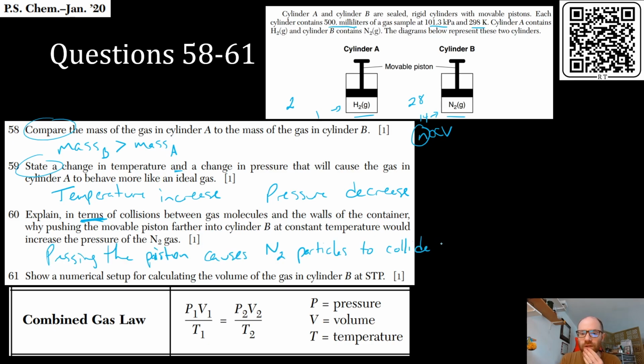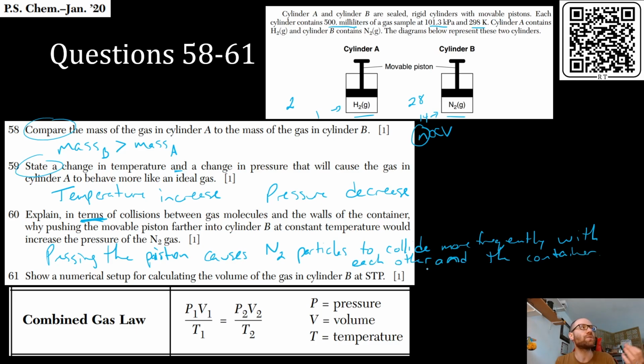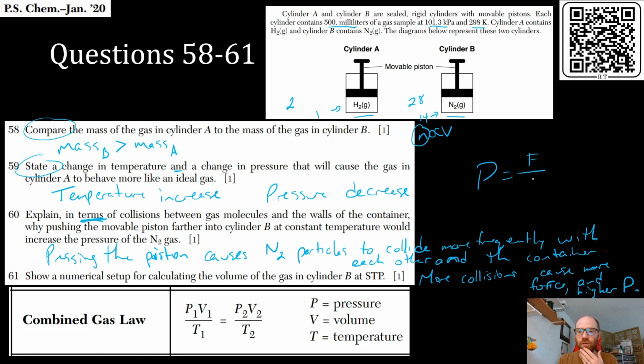You're going to get more frequent collisions between the particles and the container. The collisions with the container are really where the pressure comes from. You're going to get more force because there are more collisions and therefore a higher pressure. Don't forget, pressure is equal to force over area. So if we increase the force, we'll increase the pressure. We also decreased the area by squeezing on the piston and making the area of the gas smaller. But really, they work together.